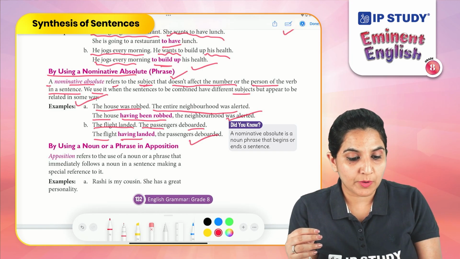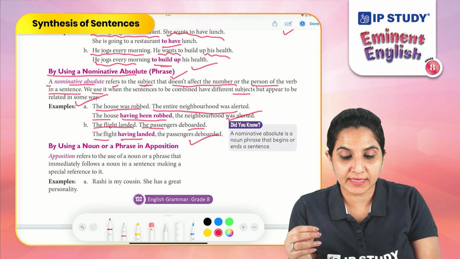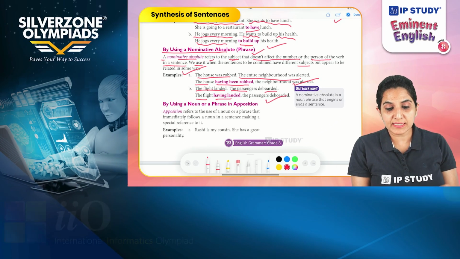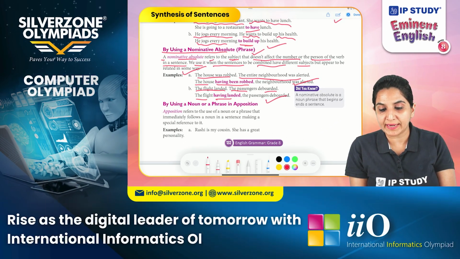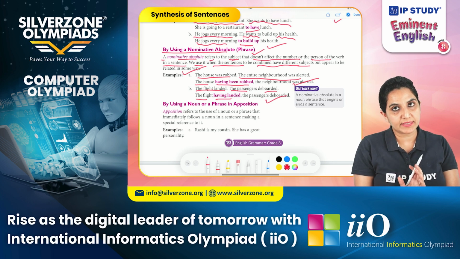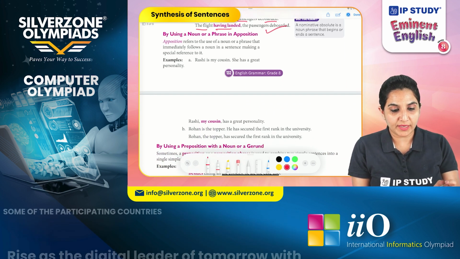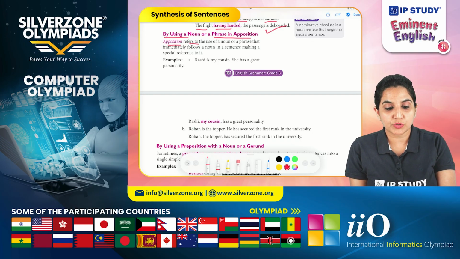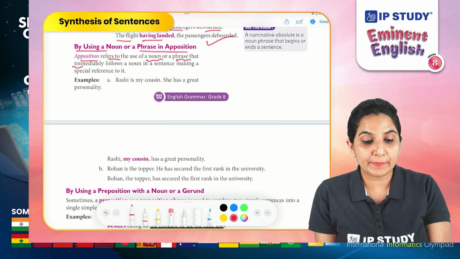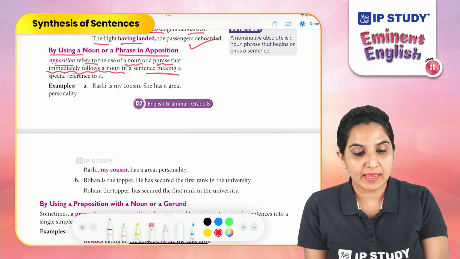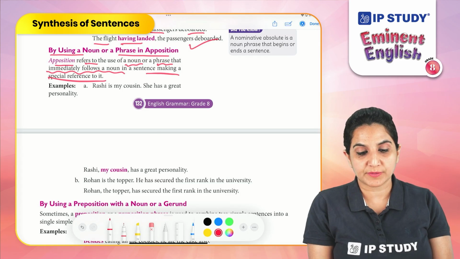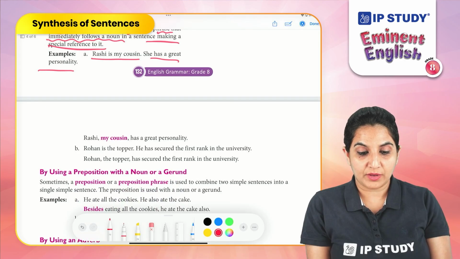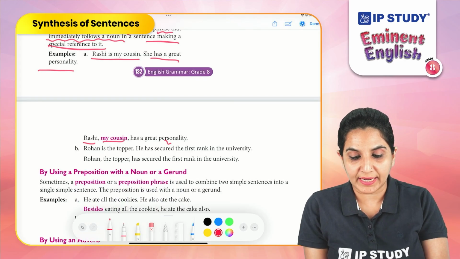A nominative absolute refers to the subject that doesn't affect the number or the person of the verb in a sentence. And we use it when the sentences to be combined have different subjects but appear to be related in some way. Now, by using a noun or a phrase in apposition: apposition refers to the use of a noun or a phrase that immediately follows a noun in a sentence, making a special reference to it. For example, Rashi is my cousin. She has a great personality. Rashi, my cousin, has a great personality.